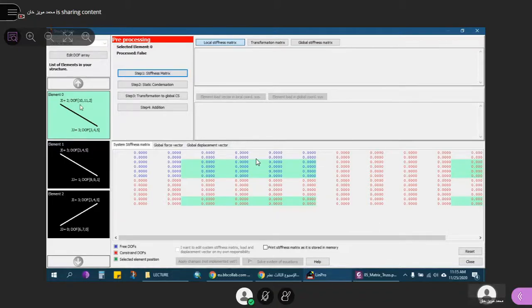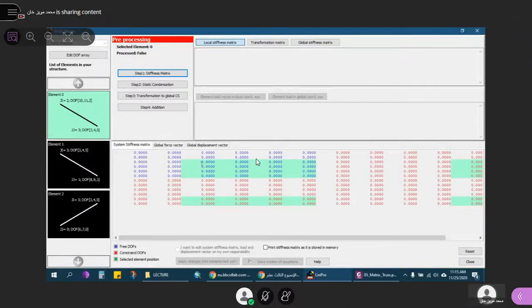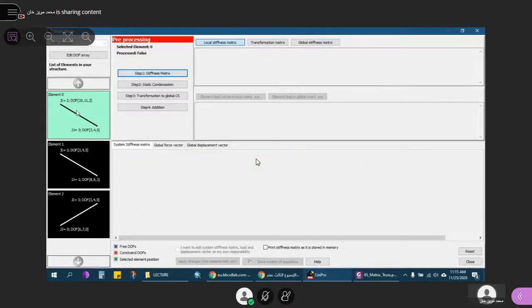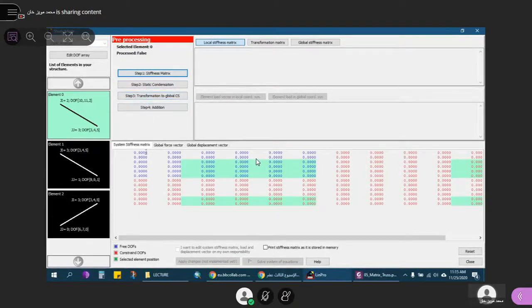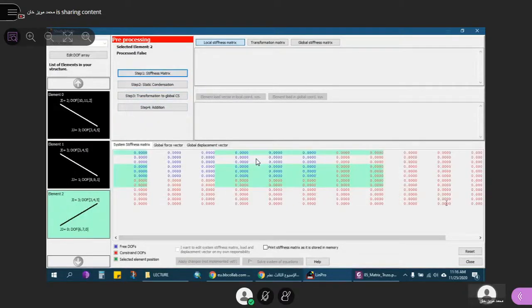When you highlight this element 0, you will get this local stiffness matrix here when you click on step 1. Then you just press step 2, 3 and 4, and in the global stiffness matrix you can see the blue highlighted area. That means the element 0 local stiffness matrix assembles in the global stiffness matrix at these highlighted positions. This is how you do element by element. Click element 0, step 1, 2, 3, 4, addition will come over here. Next, go to element 1, step 1, 2, 3, 4, element 2, and so on.